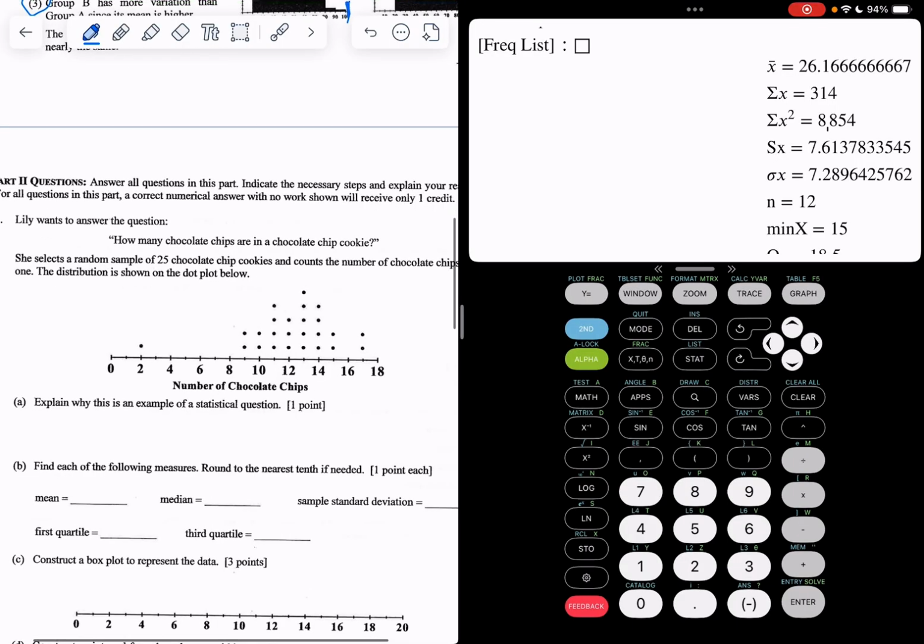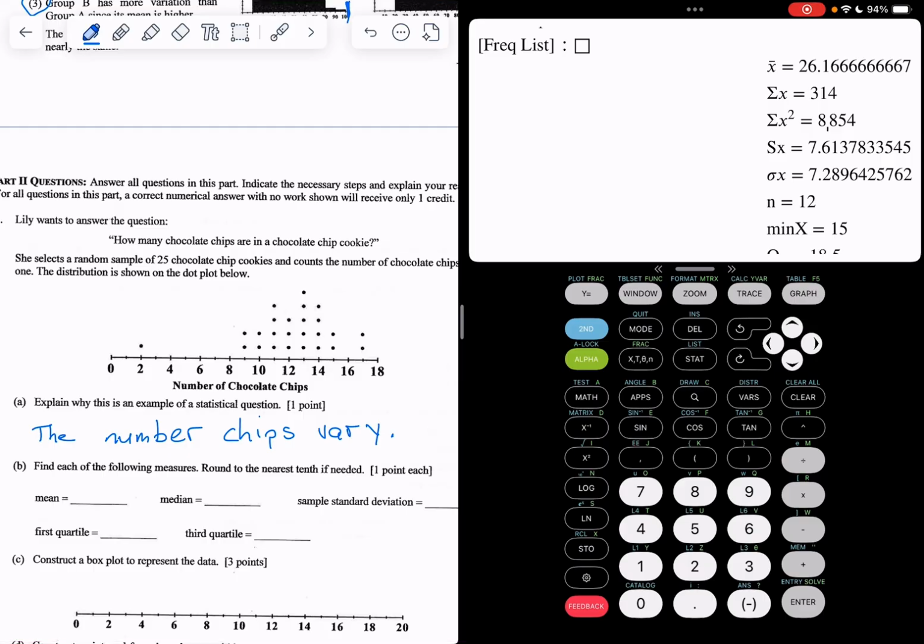All right, so explain why this is an example of a statistical question. Well, for it to be a statistical question, you have to have variation. So this one has variation: the number of chips varies in each cookie, right? As long as you have data that varies, meaning different values, then you can use statistical analysis in your questions.